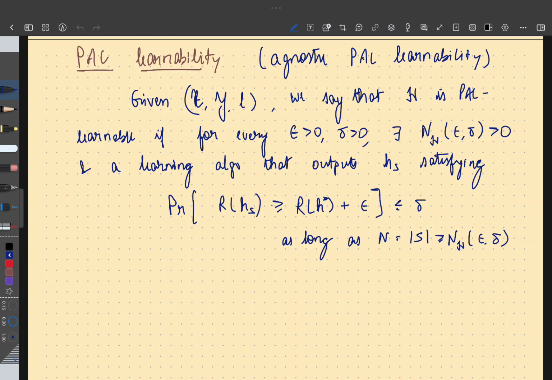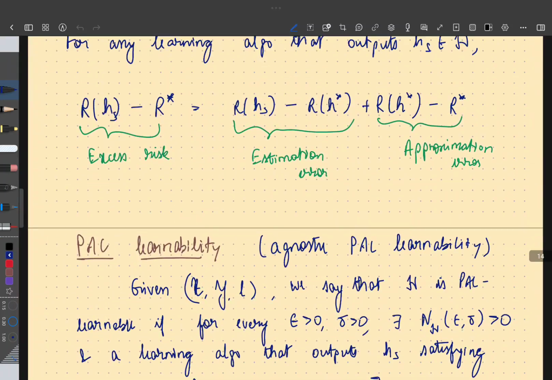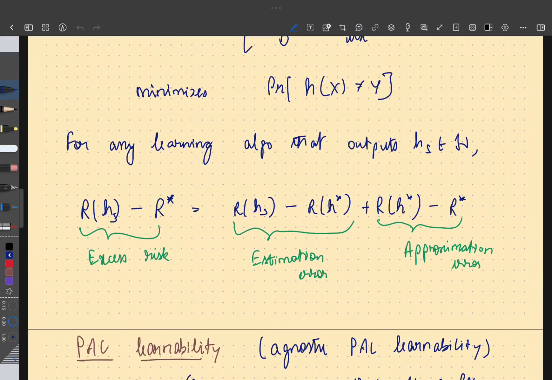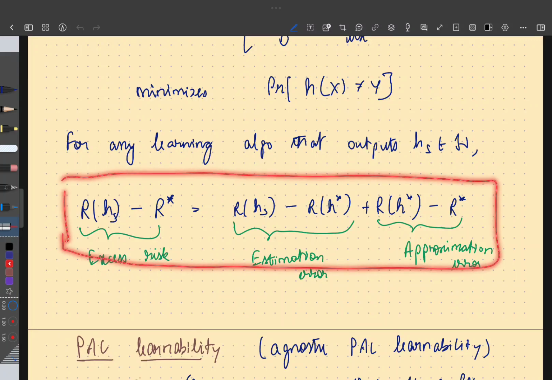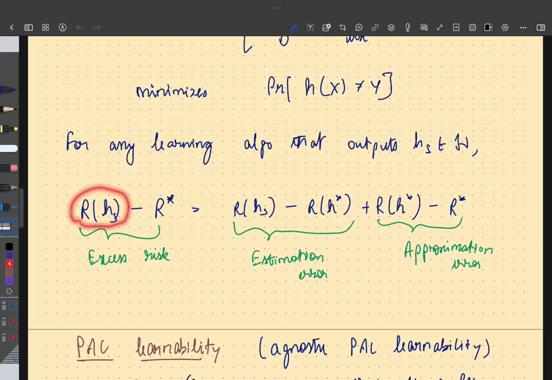In the last class, I defined this notion of PAC learnability. We saw that in general, the excess risk can be decomposed. The excess risk is basically the risk achieved by a given learning algorithm minus the optimal risk, the Bayes optimal risk.